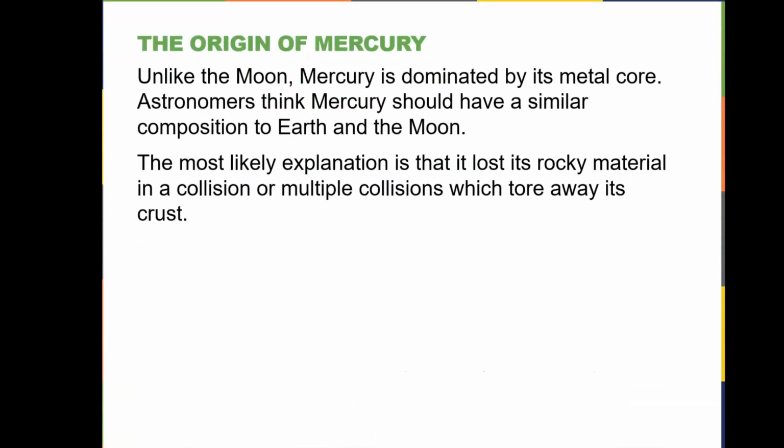Unlike the Moon, Mercury is dominated by its metal core. Astronomers think Mercury should have a similar composition to the Earth and Moon, and the most likely explanation is that it lost its rocky material in a collision or multiple collisions which tore away its crust.